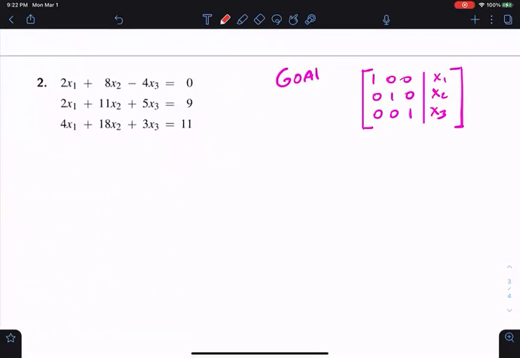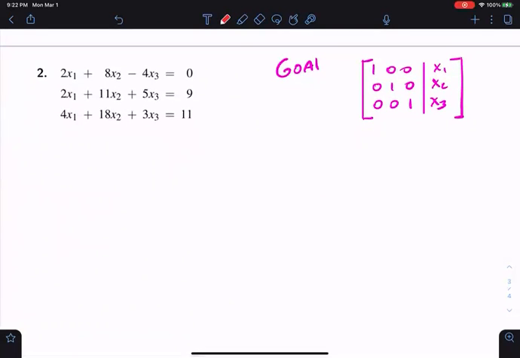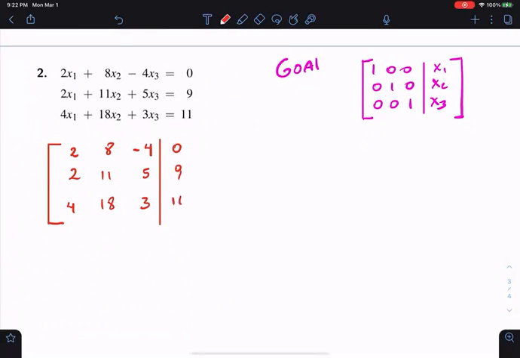Now, again, I need to write this system of equations as a matrix. So I have to do this. So this is 2, 8, -4, 2, 11, 5, 4, 18, and 3. And this is 0, this is 9, and this is 11.